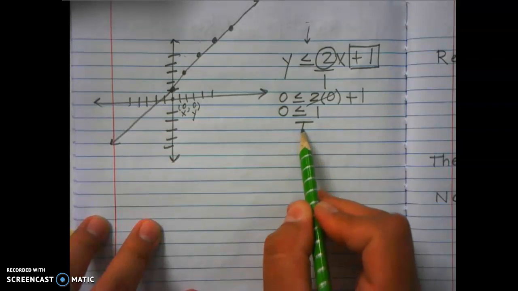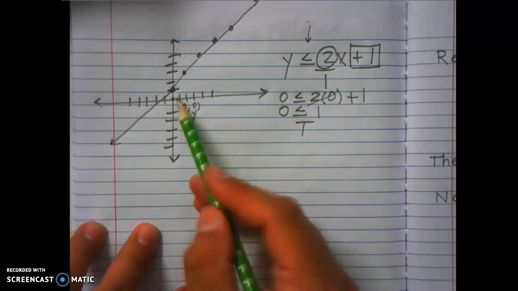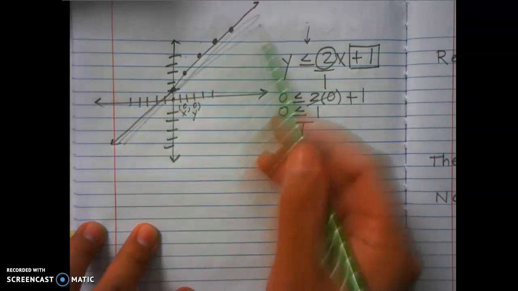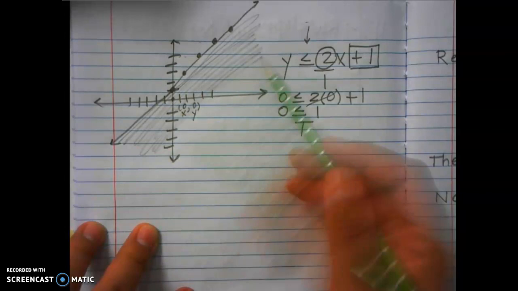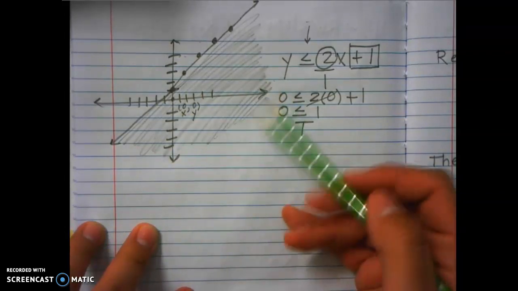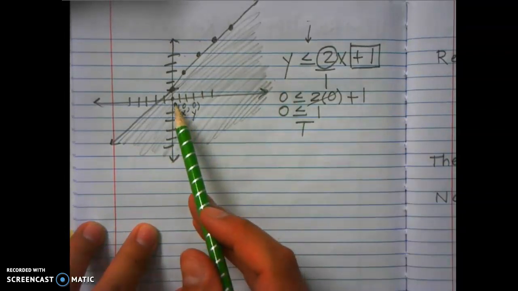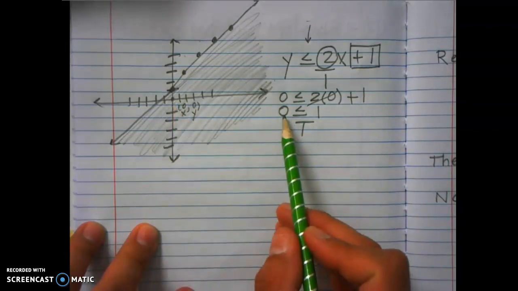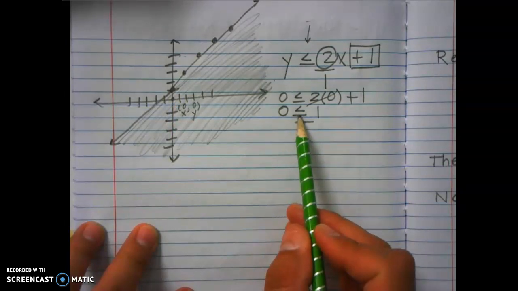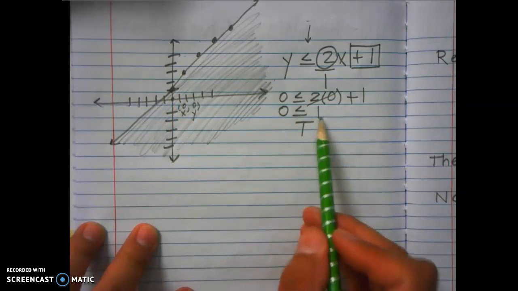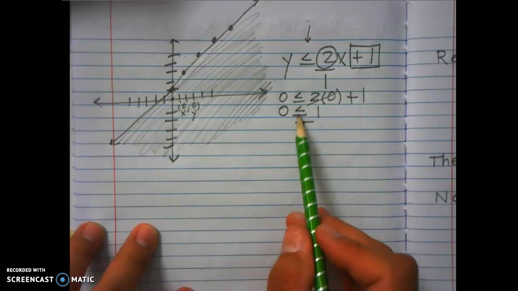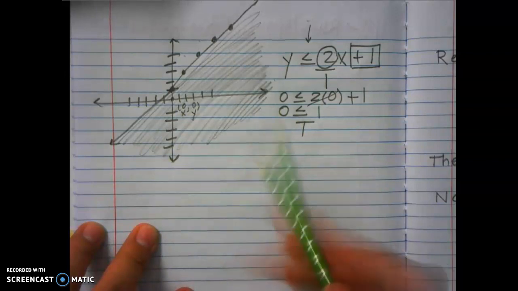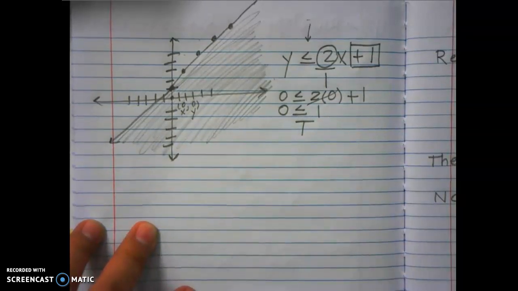Because it's a true statement, we shade on top of where 0, 0 is located. So we shade everything in this direction, on the side that 0, 0 is located. Okay, we shade it on top of it. Make sure to also check the statement 0 less than or equal to 1, right? So if one or the other is true, then we still shade on top of the point that we checked. Okay?